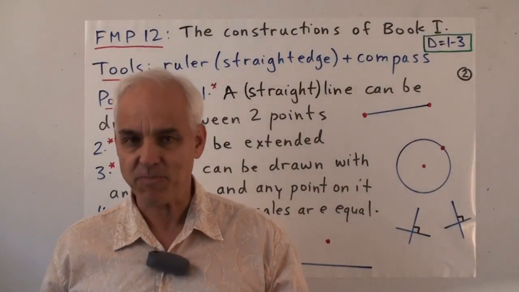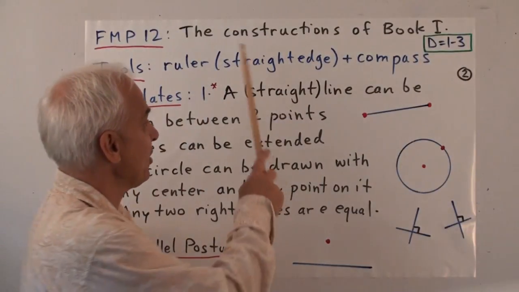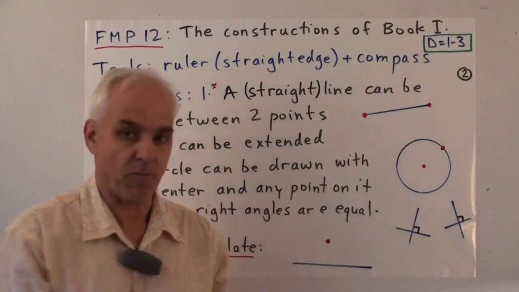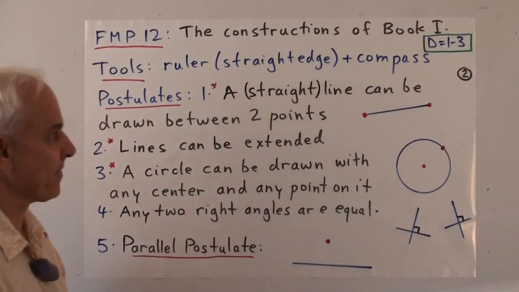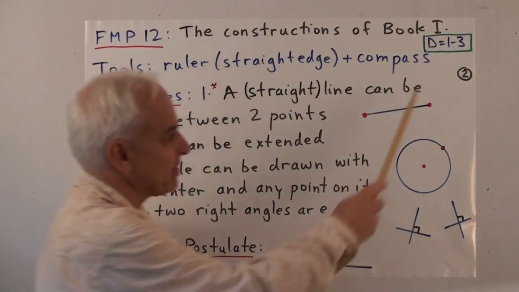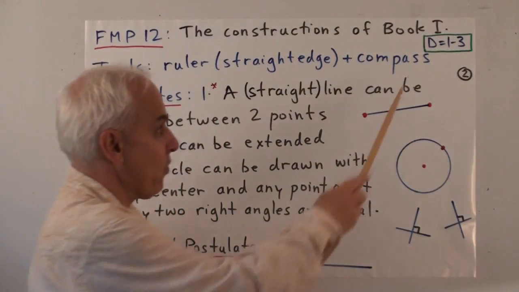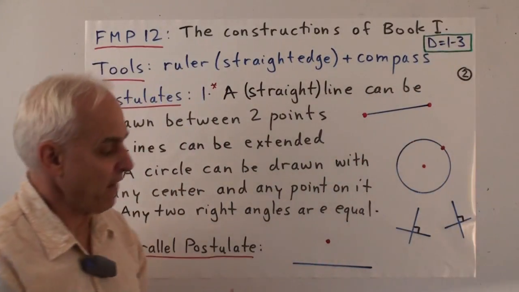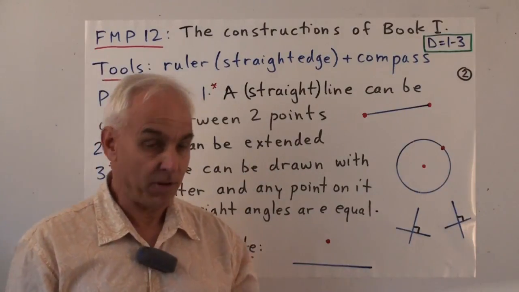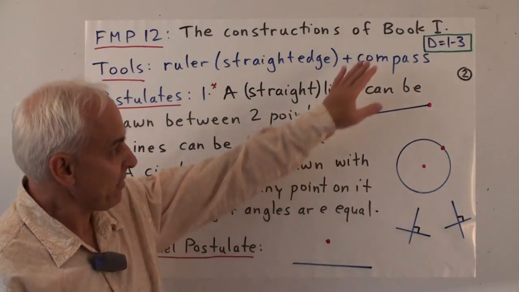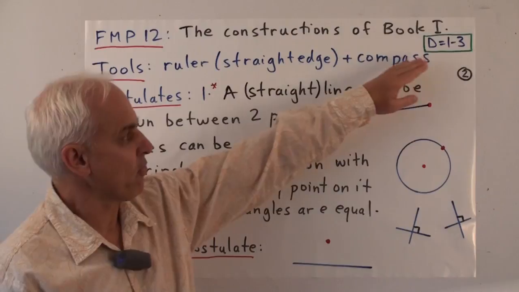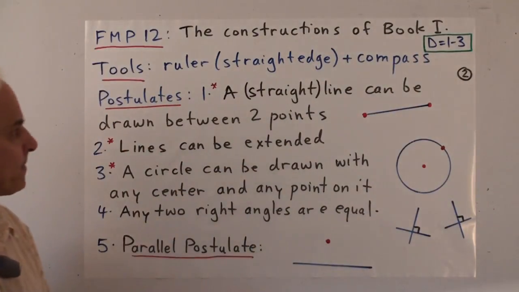So our famous math problem number 12 is the constructions of Book 1 of the Elements. And this is going to be a relatively easy subject. The difficulty level is somewhere between 1 and 3. In fact, the ones that I'm going to talk about today probably are no more than 2. But some of the other later problems in Book 1 are a little bit more complicated.